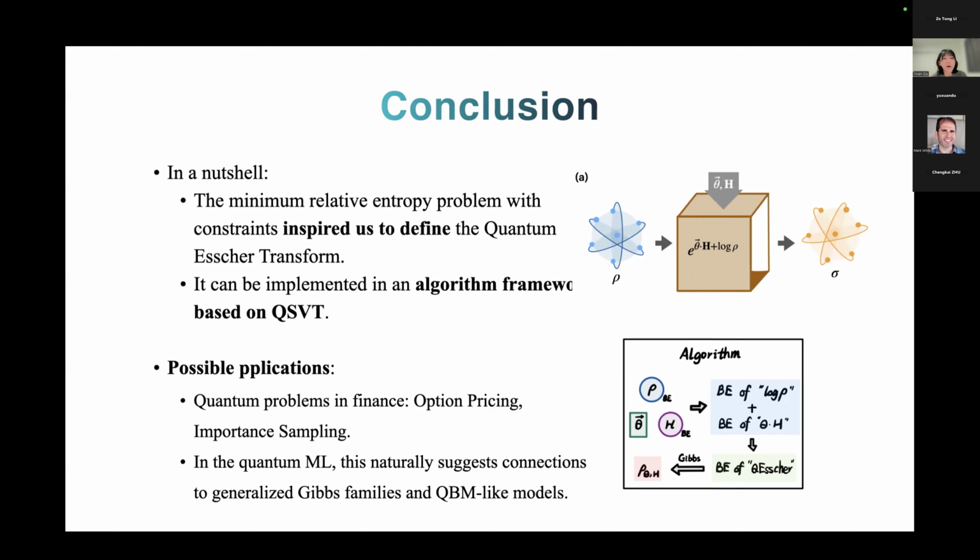We are also thinking about possible applications. From the classical Esscher transform, there are many applications in finance, including option pricing and importance sampling, and also some applications in machine learning, like tilted empirical risk minimization. This is my recent work. And in this workshop, I started to think about the quantum Boltzmann machine. It gives a natural connection, since our quantum Esscher transform is a generalized Gibbs family, and we are trying to think about whether we can apply this in quantum Boltzmann machine learning models and use it as the natural update primitive. So that's all. Thank you.